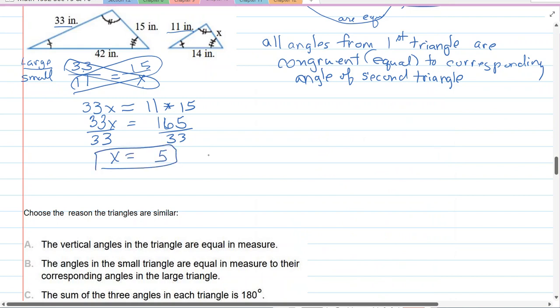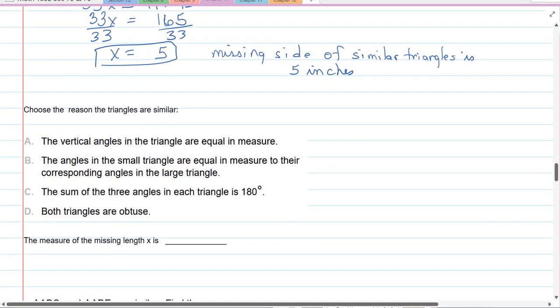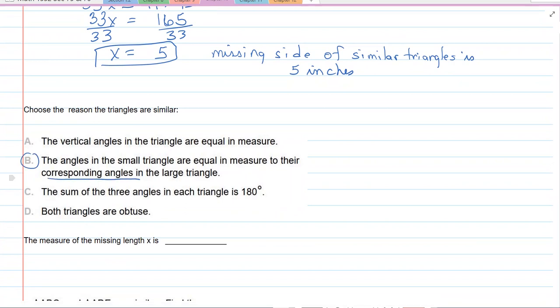So the missing side of similar triangles is 5 inches. The IN stands for inches. Choose the reasoning for them being similar. And this is number B. Corresponding angles are equal. Right. And the missing side is 5 inches.